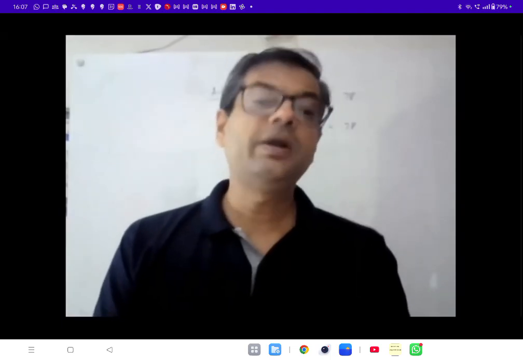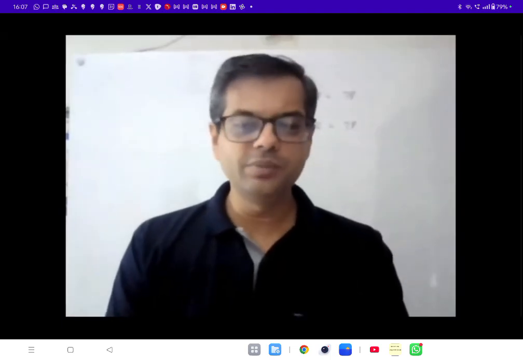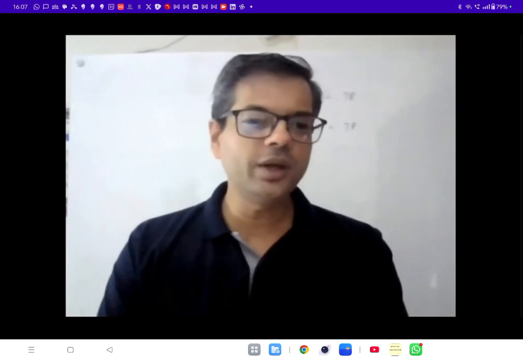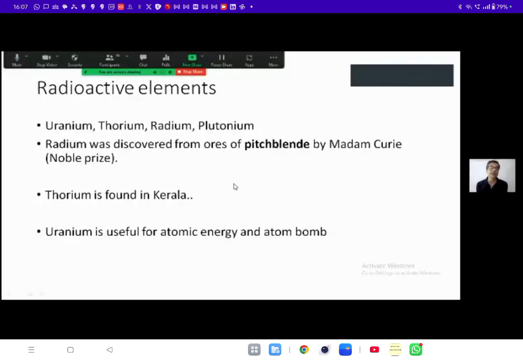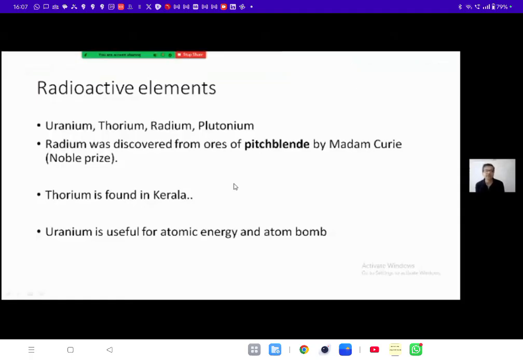The last part about metals is that there are some radioactive elements. These radioactive elements are called uranium, thorium, radium and plutonium. They are useful to us to make atomic energy in some cases, but very expensive and not very useful, at least for India. But a second use is that they can be used to make atom bombs or atomic weapons. So uranium or plutonium can be used to do that.